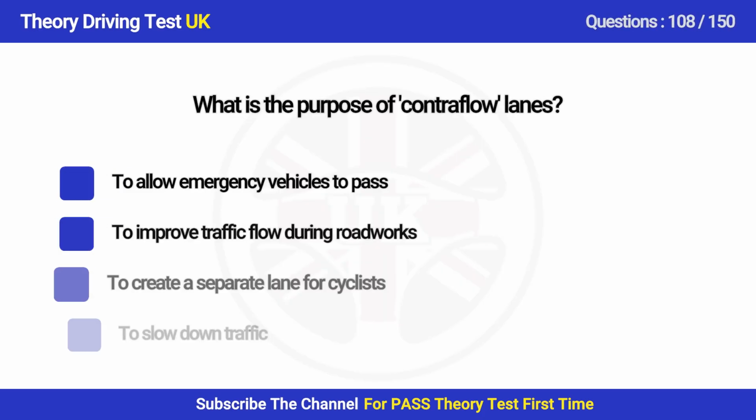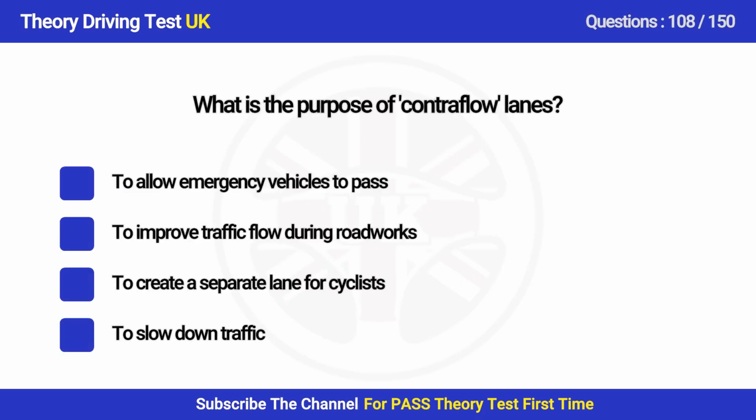Question 108. What is the purpose of contraflow lanes? A. To allow emergency vehicles to pass. B. To improve traffic flow during roadworks. C. To create a separate lane for cyclists. D. To slow down traffic.